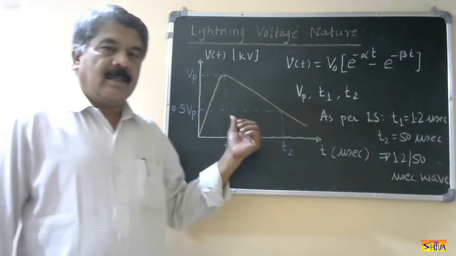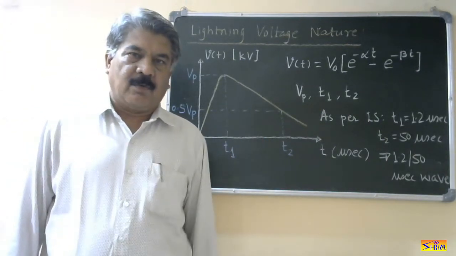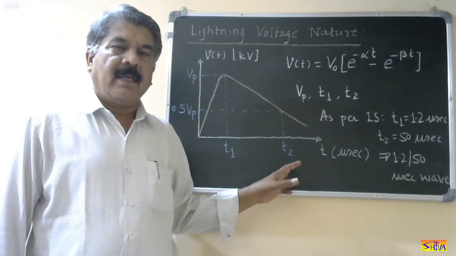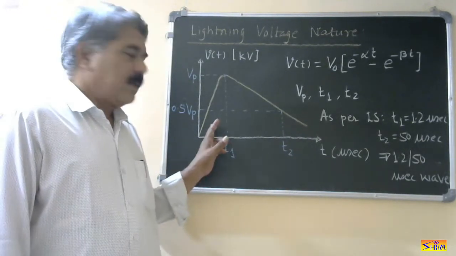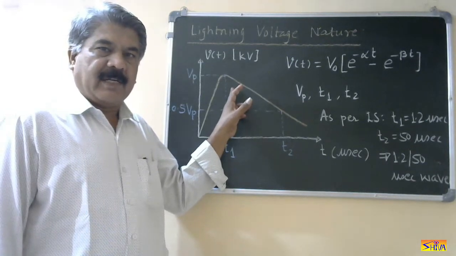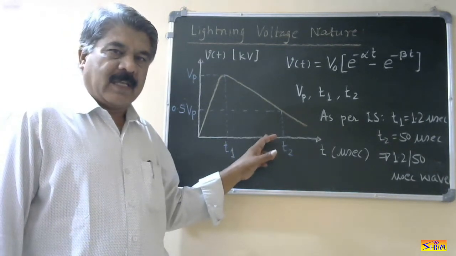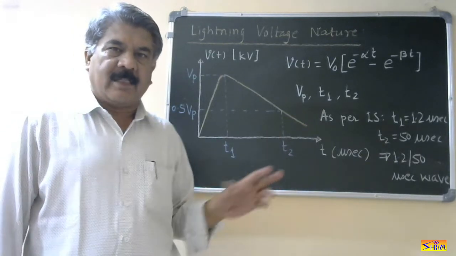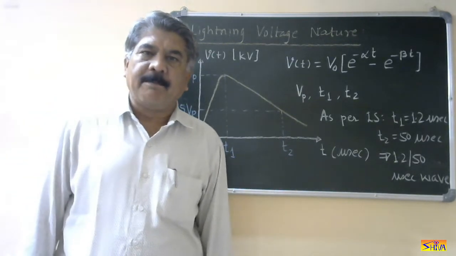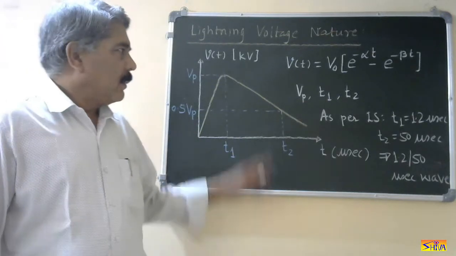So, this is the nature of lightning over voltage. It is called as impulse nature. It is characterized by sharp rise in voltage magnitude and relatively slow decay. This type of wave shape is called as impulse wave shape.